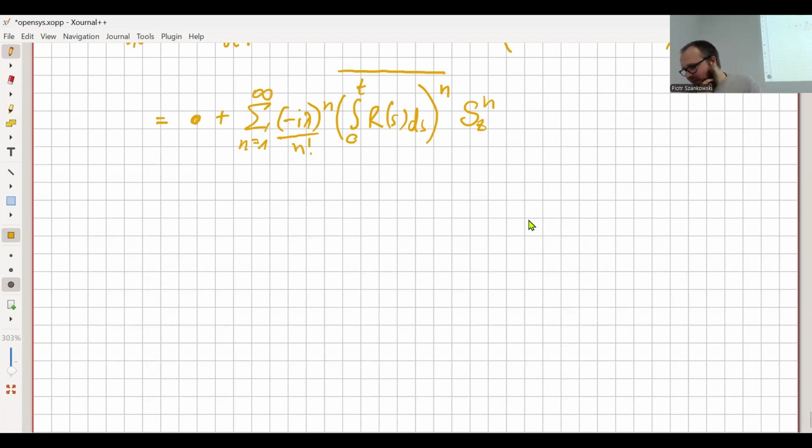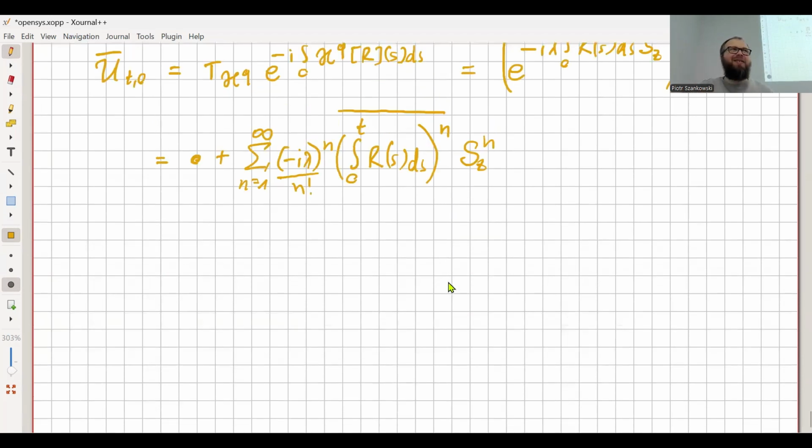All right, so diagonalizing S_Z brings us to the next point: matrix representation.